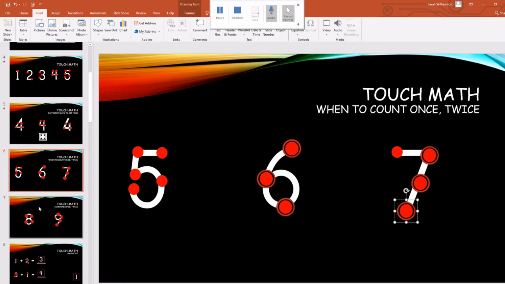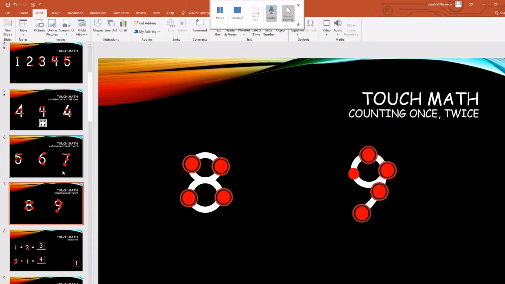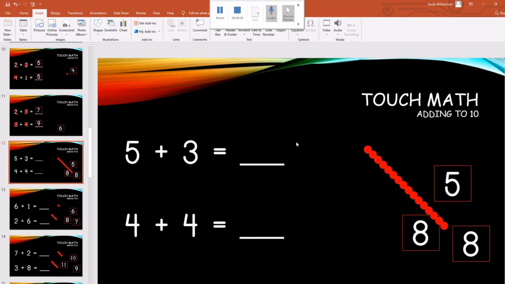Okay, let's go on to the 8 and the 9. Ready? 1, 2, 3, 4, 5, 6, 7, 8. See? We counted 2 for each. Ready? 1, 2, 3, 4, 5, 6, 7, 8, 9. There you go. All right, so I wanted to go over this really quick before we went on to the next one, okay?